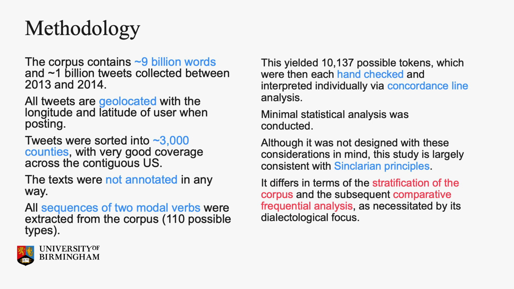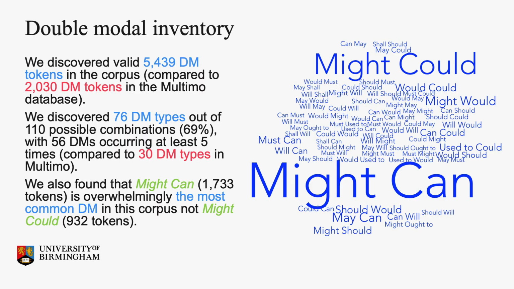And I think, although I wouldn't have thought about this at all at the time, this is really mostly consistent with Sinclairian principles, right? Like it's an unannotated corpus. It's huge. And it's just looking at co-occurrence patterns. The difference here is that it's highly stratified, right? It very much has internal structure, and we do some frequential analysis, although the statistics are largely very simple. That's necessitated by this dialectological focus, right?